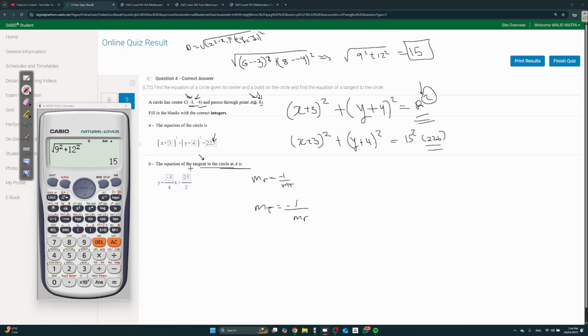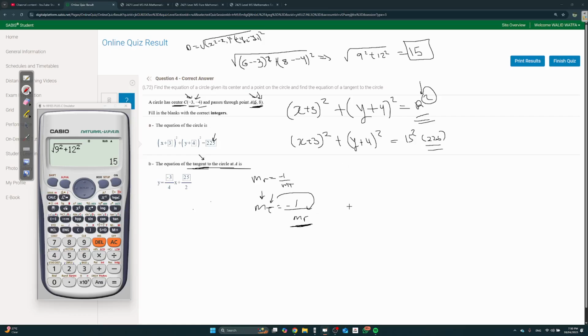So now we want to find the equation of the tangent. For that, we're going to need the slope of the tangent. Everybody knows to find the slope you do y2 minus y1 over x2 minus x1, right? But in this case, do you have 2 points on that tangent? No, right? But can we find the slope of the tangent using the other method, which is negative 1 over the slope of the radius? To find any slope, you need 2 points. Do we have 2 points on the radius? Yes, we have the center and that point A.